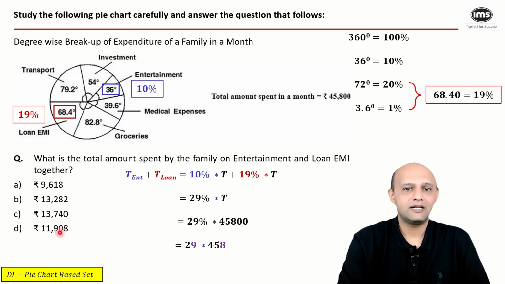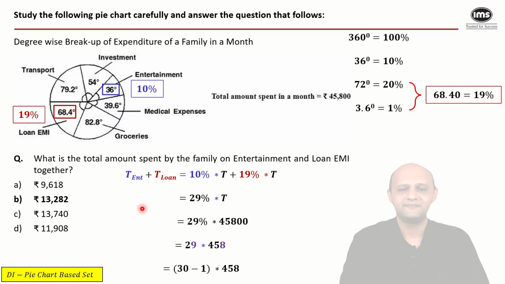Is there an option like none of these? No. And there's only one option which ends with 2. Okay. So therefore, 13,282 has to be the answer. Okay. But still, if one wants to go ahead and calculate, you could do that. 458 times 30 would be 13,740, which is also one of the options, minus 458, which would invariably result in 13,282, which is the answer. So option B is the answer.